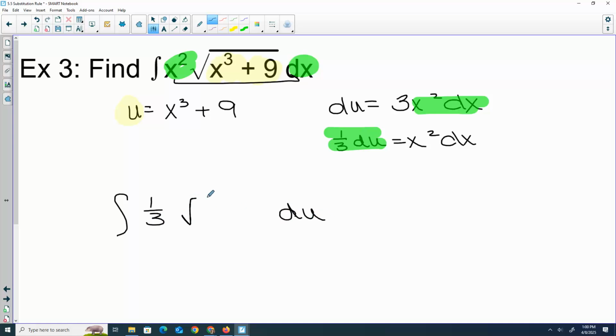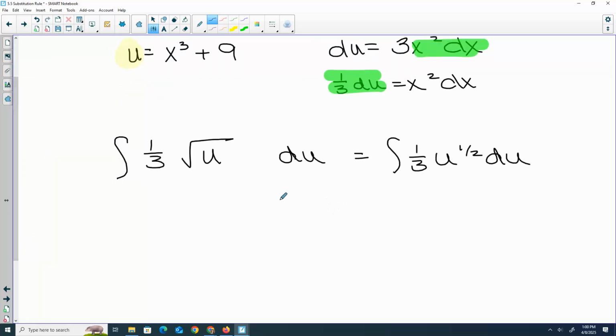And then we have the square root of u, or think of that as 1/3 u to the 1/2 du. So antiderivative, add 1 to the power, multiply by the reciprocal, which is 2/3 times my 1/3, so 2/9.